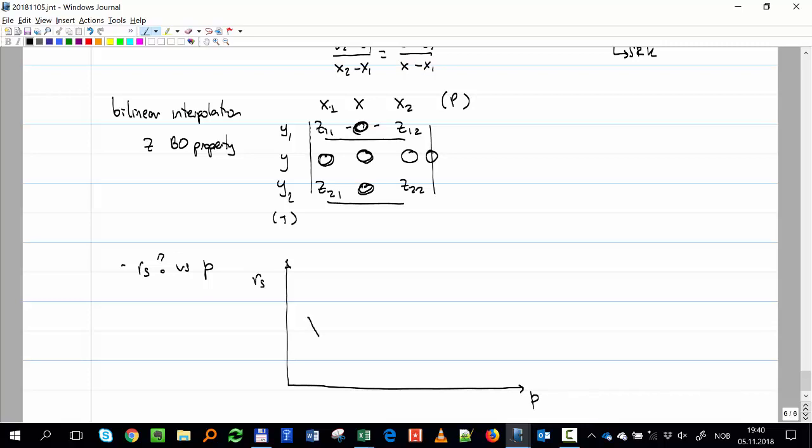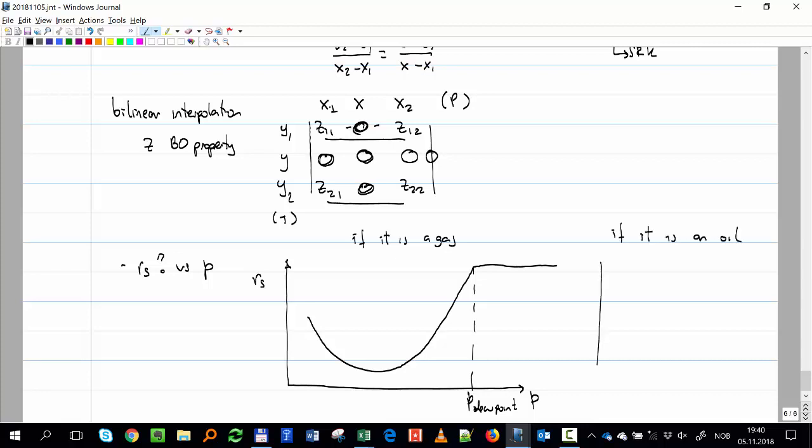Actually, it looks something like that, until you reach Pd, that's the dew point. So rs, if it is a gas.